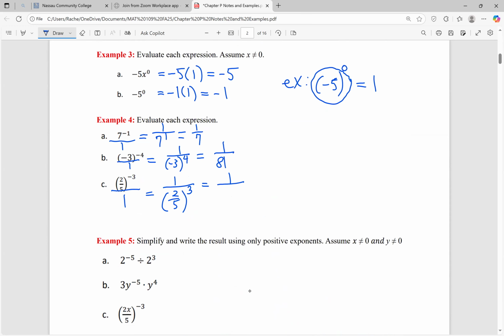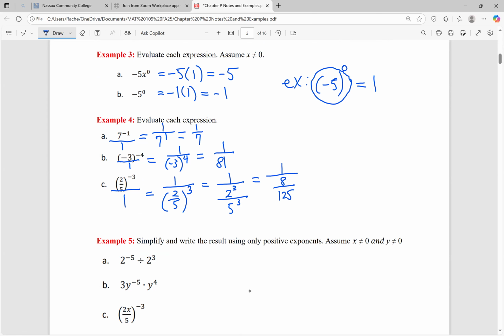So I'm going to have 1 over 2 to the 3rd over 5 to the 3rd. So this is equal to 1 divided by, 2 to the 3rd is 8, and then 5 to the 3rd, 5 times 5 times 5, is going to be 125. But we could write this more simply. You don't want to leave a fraction divided by another fraction.